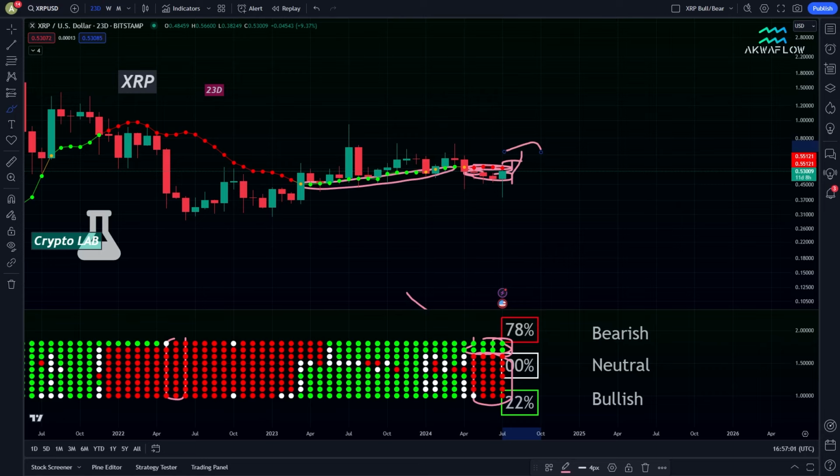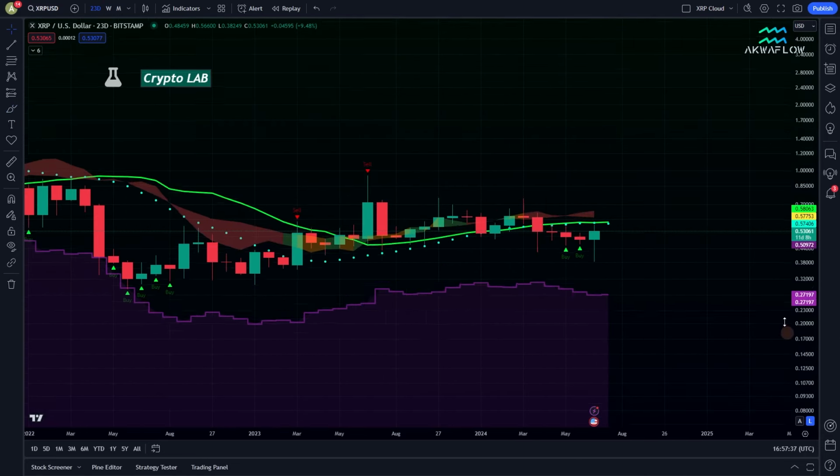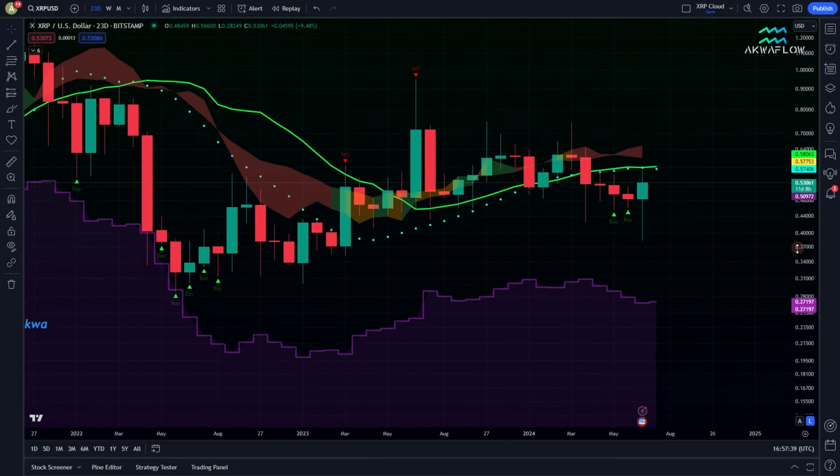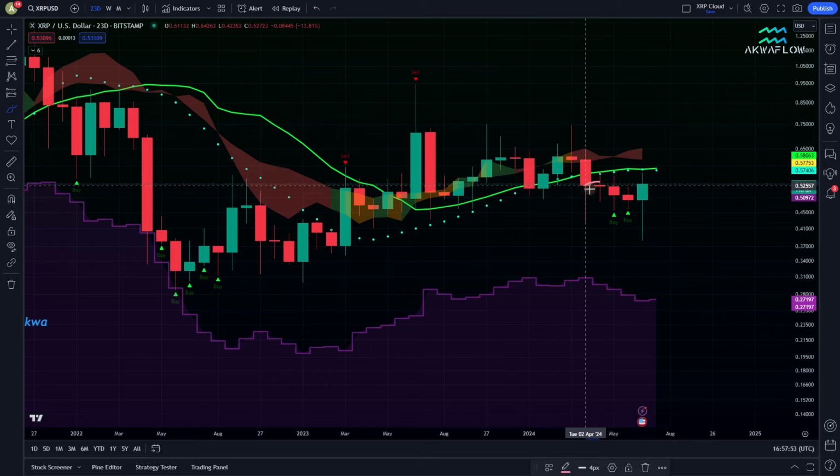We can move to the last chart of the day, the cloud chart. So here also it will be very quick, guys, because I already explained what's going on in my previous video. So here you know that with this candle we closed below the green line, meaning that right now we are using it as a resistance.